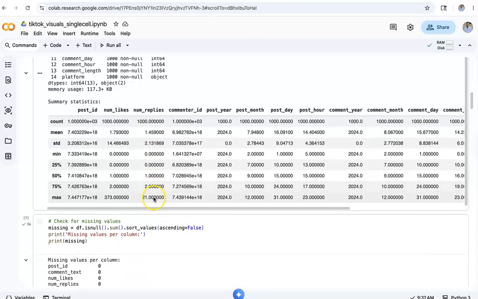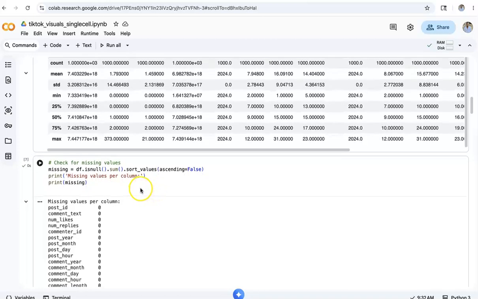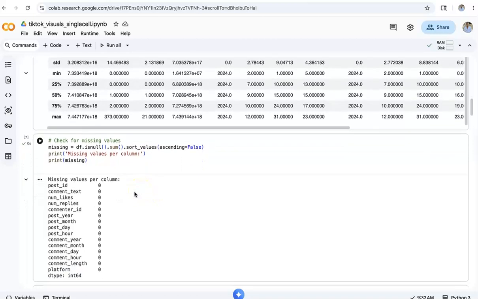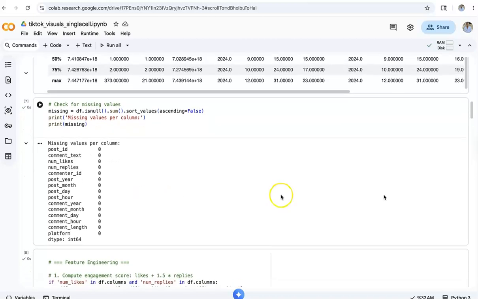Next, I proceeded with checking for missing values, because if we have missing values in the dataset, it would definitely skew the results. I checked for missing values, and it turns out there are no missing values in any of the columns present in this dataset.